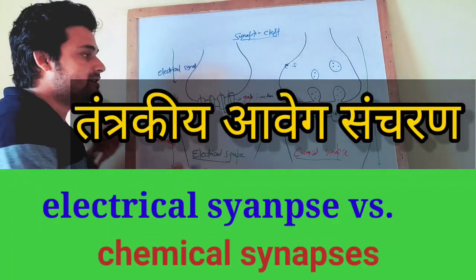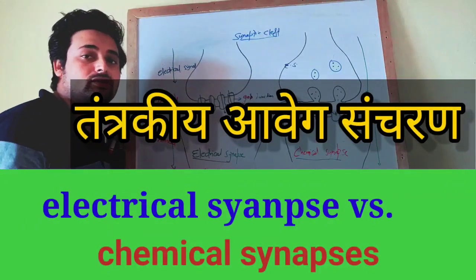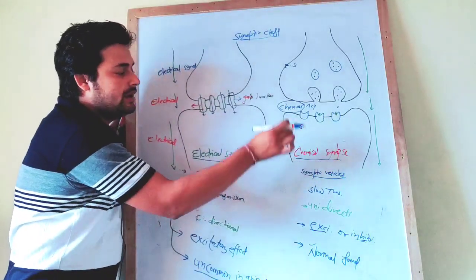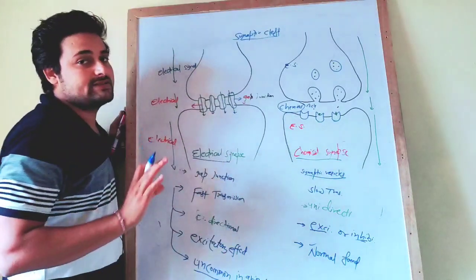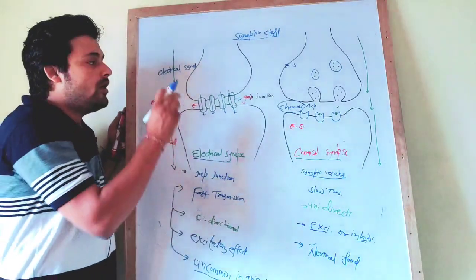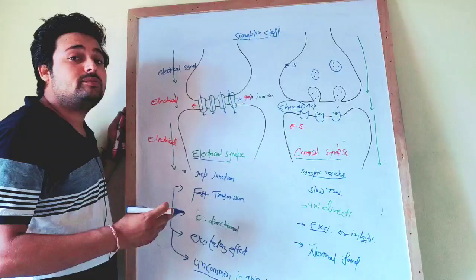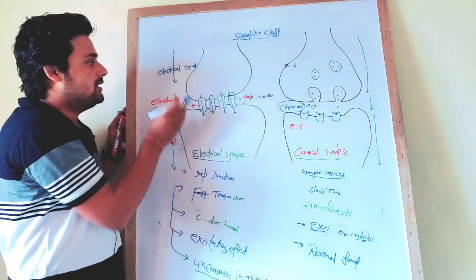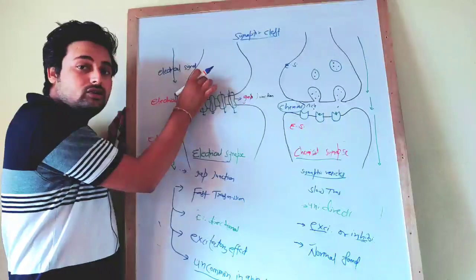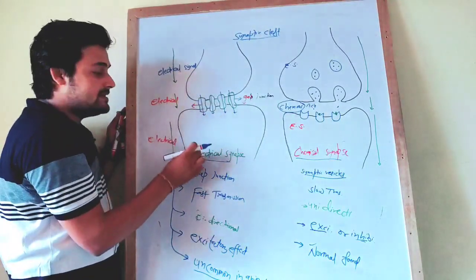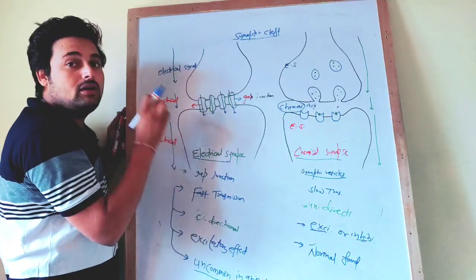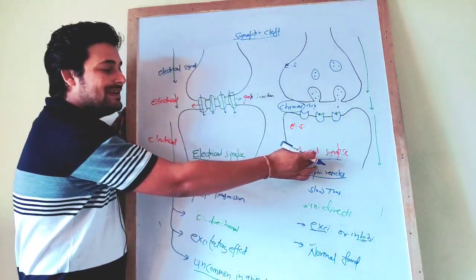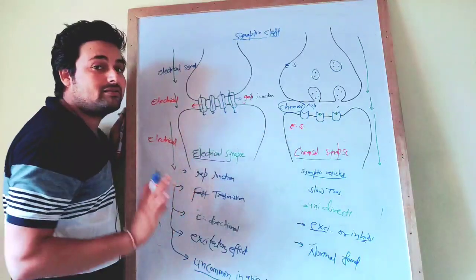So guys, in the last video we already discussed synaptic transmission, and we specifically explained chemical transmission. In this video we will see the differentiation between electrical transmission and chemical transmission. As you can see, this is the presynaptic neuron, this is the synaptic cleft, and this is part of your postsynaptic neuron. Here is the electrical transmission, and here I have written down the chemical transmission.